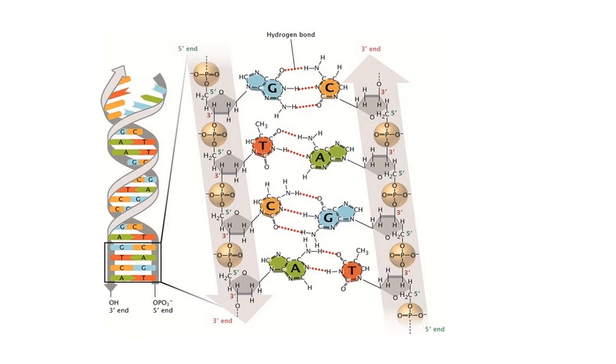So the complementarity idea, of course, is that when you have a G on one strand, you have a C on the other, and vice versa. Whenever you have a T, you have an A, etc. So you do get the same base pairings throughout.